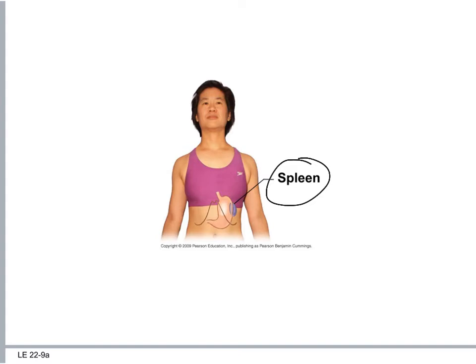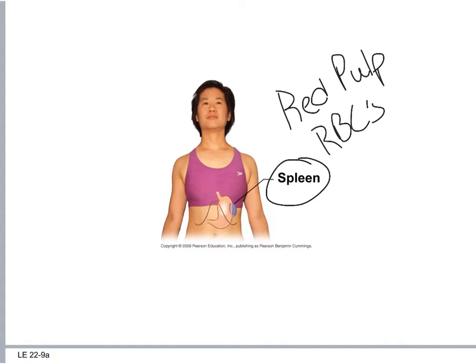And it also contains T cells and B cells that will initiate the immune response. And we'll talk about the immune response in a little bit. The other thing is, though, the spleen has both what we call red pulp and white pulp. And the red pulp contains a lot of red blood cells. So there's a lot of red blood cells in the spleen. The white pulp contains lymphoid nodules or lymphoid tissue.